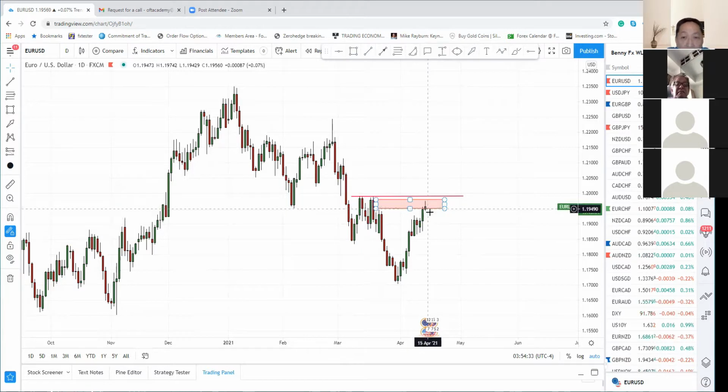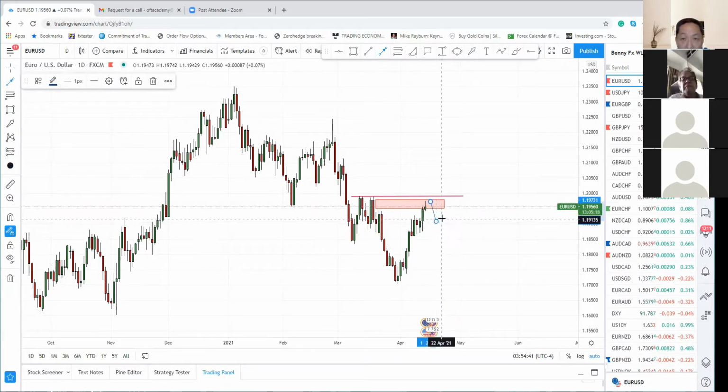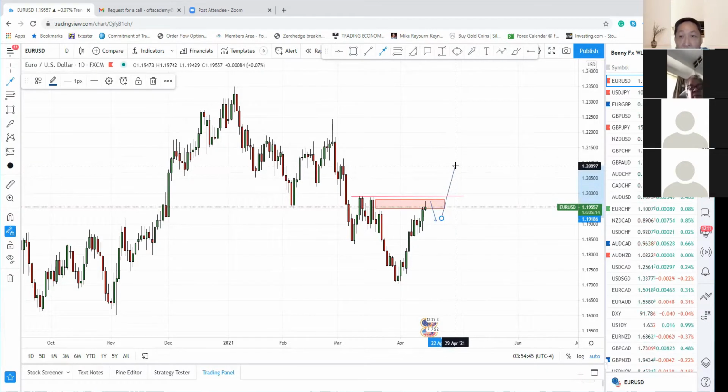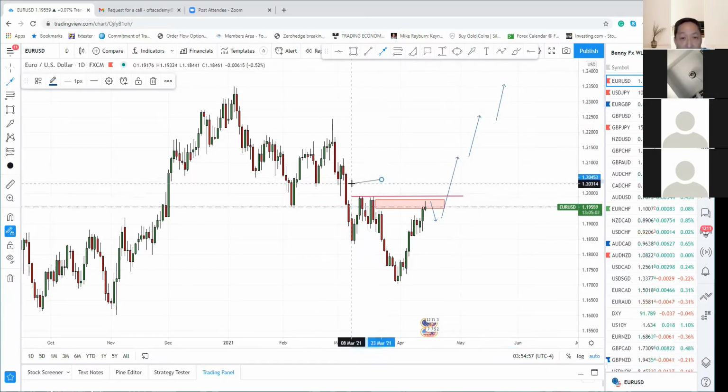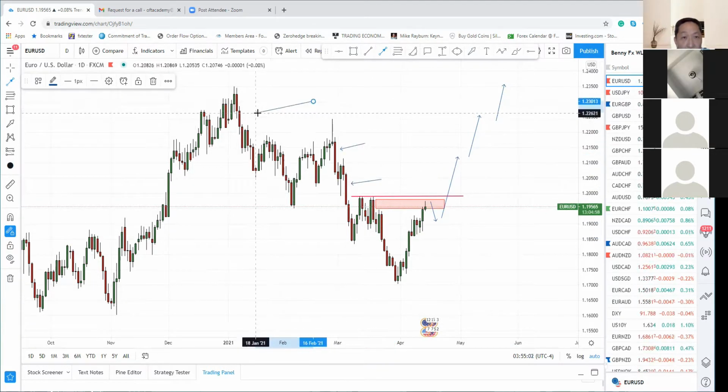Or we might see the price pull back to this area, then go higher. Why does it have to go higher? Because there's a higher objective, which is this one, to fill the gaps, then followed by this one, then followed by this one. But of course, the price will not just go in one straight line. You need to fill all these gaps.